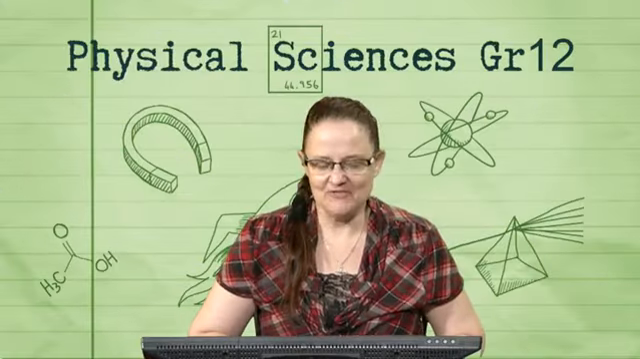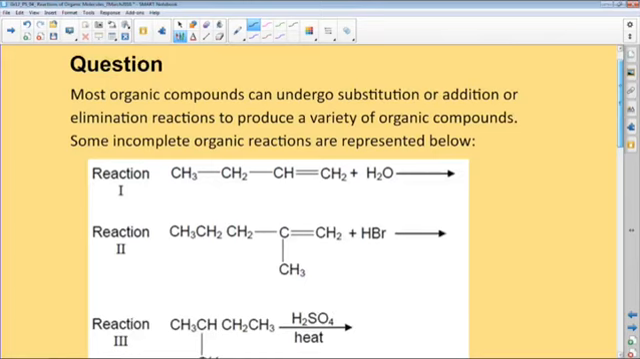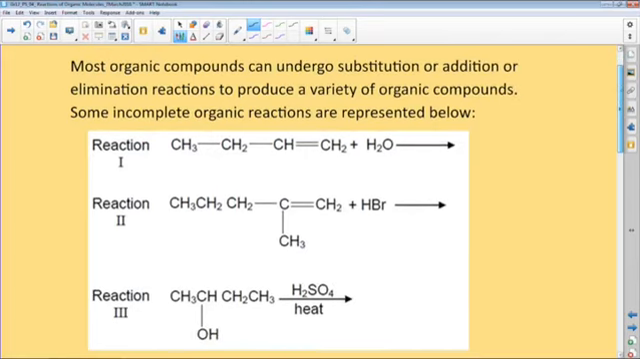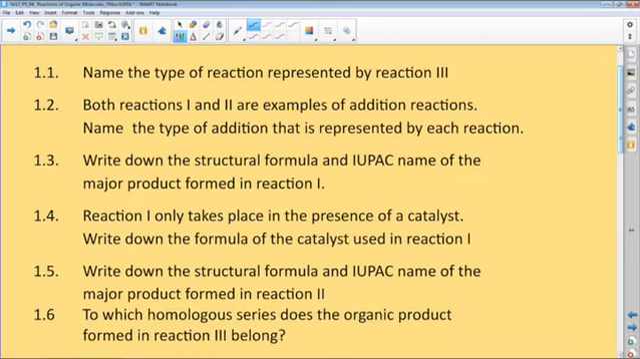Welcome back, Gr12s, and now it's time to see how much we actually know. So I have a question here for you, and I want you to look at it quickly. It says most organic compounds undergo substitution or addition or elimination. So we're giving you an idea of where we're going, to produce a variety of organic compounds. So here are some incomplete organic reactions as represented below. Now we have several questions that I want you to do, which are over here, okay? And I'm going to give you 3 minutes to work through them.